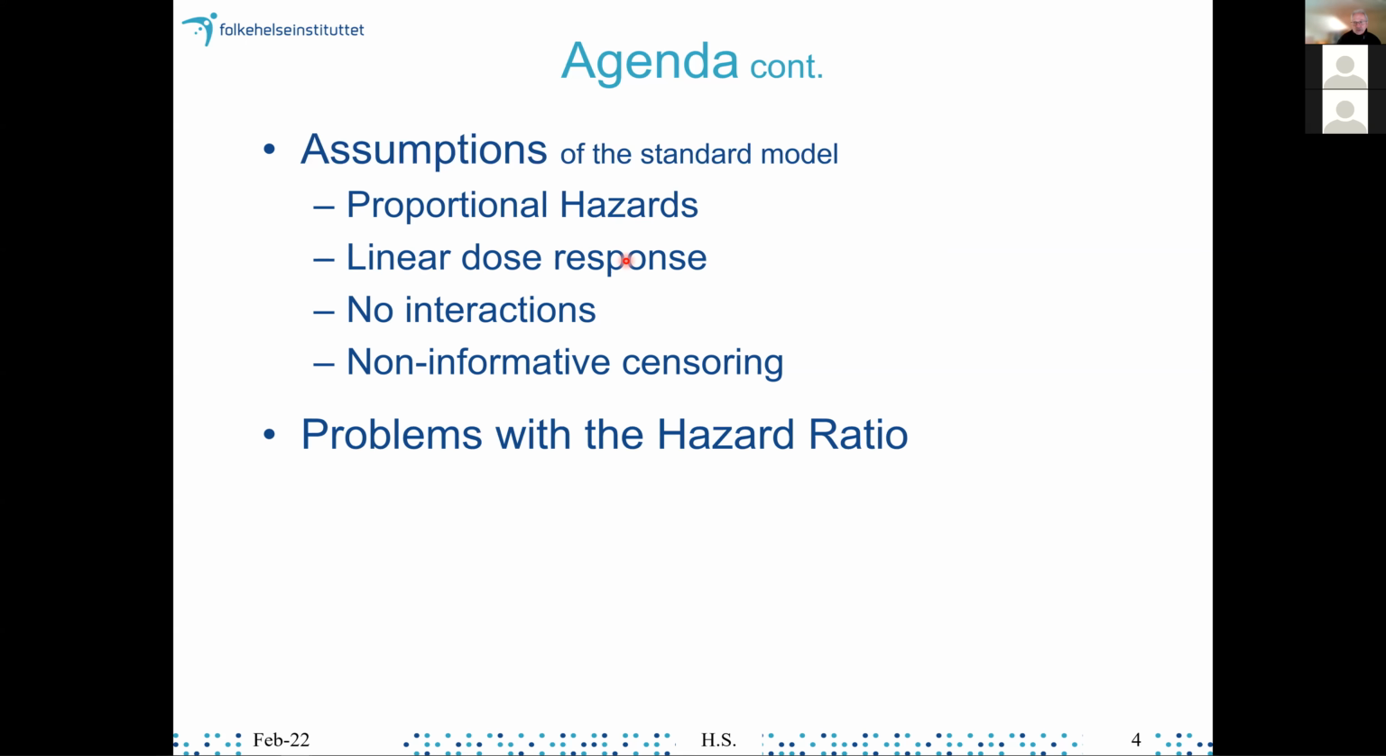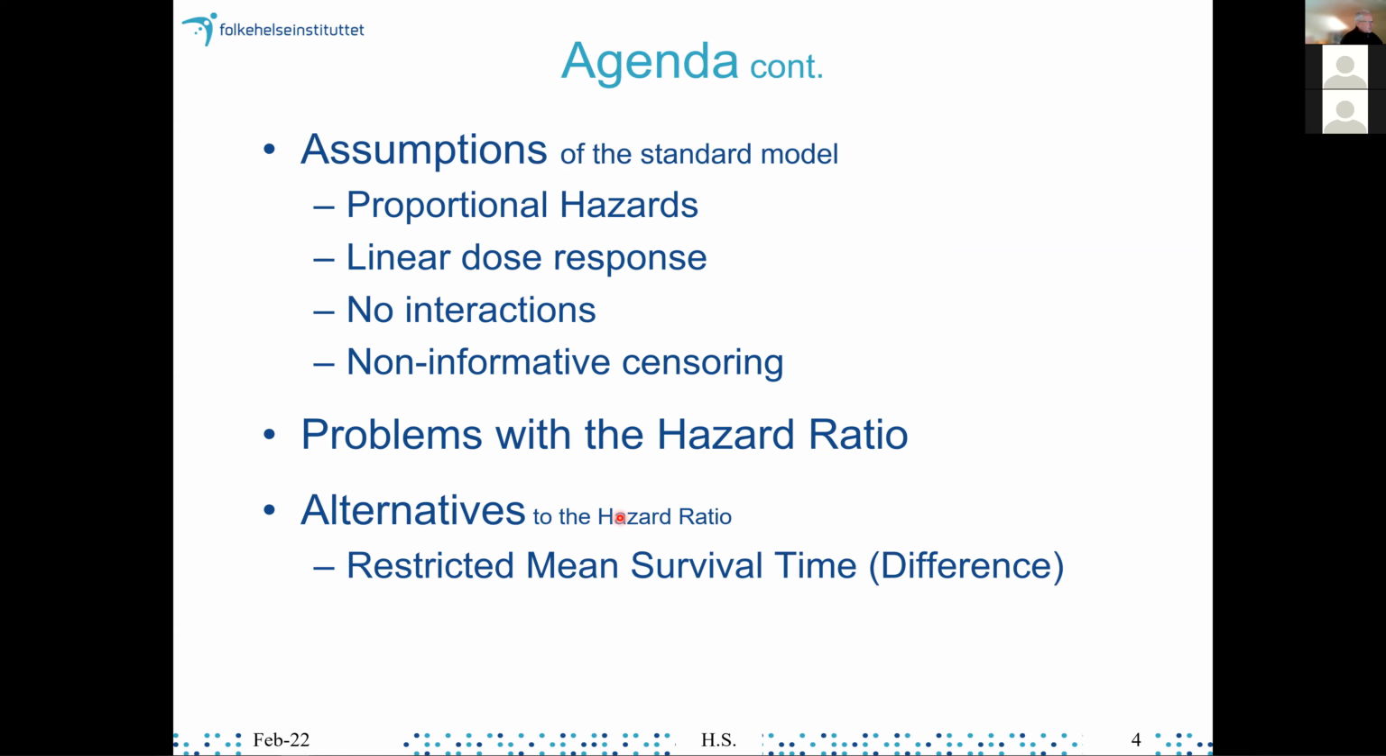And then I have one section at the end talking about problems with the hazard ratio. And that leads us to using some alternatives to the hazard ratios. And this could be restricted mean survival time and difference between these, or standardized survival curves. So that is the agenda.